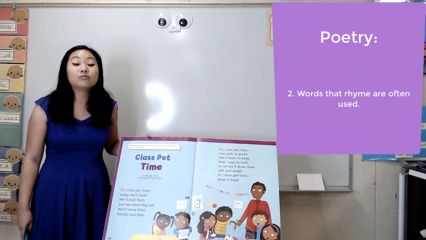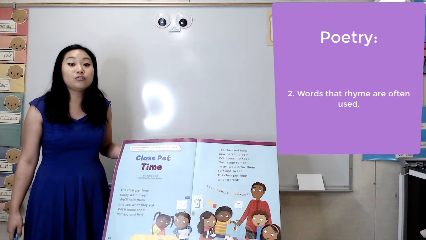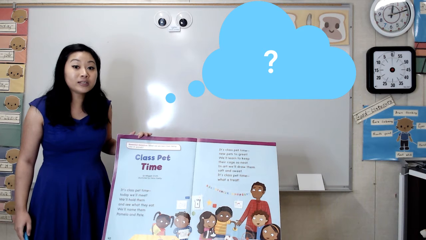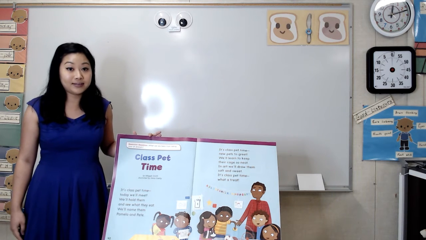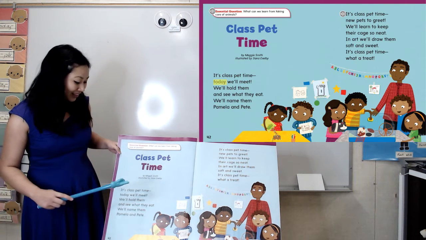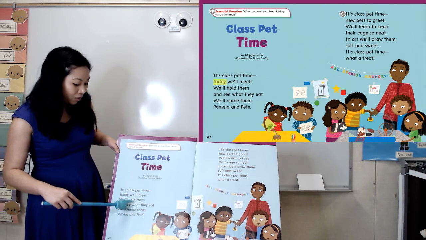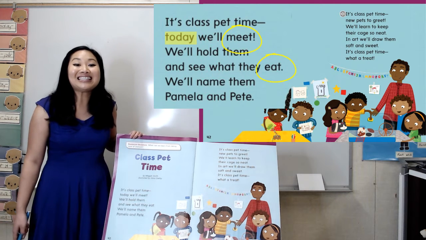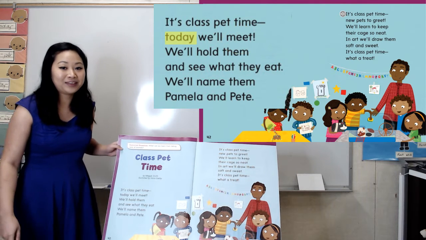Poets also use rhyming words to make it more fun to read and to give it rhythm. And they also use rhyming words to help readers predict or guess what some words in the poem might be, because remember, rhyming words have the same sound at the end. Did you hear any rhyming words? Let's see. It's class pet time, today we'll meet. We'll hold them and see what they... Oh, meet and eat. They both end in eat. Let's see what other words rhyme.